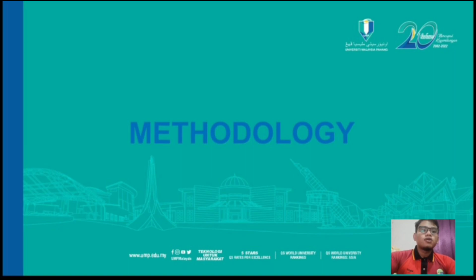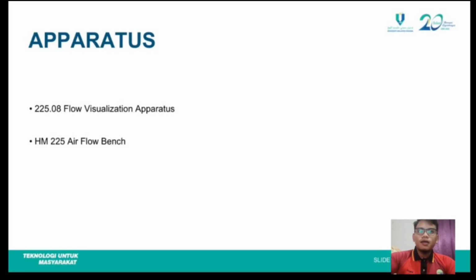Today I'm going to present to you about experiment 3, that is the methodology. Okay, first we go to the apparatus for the experiment. We use the HM 225.08 flow visualization apparatus, and then we use the HM225A flow bench.